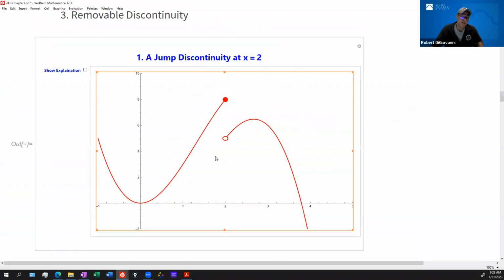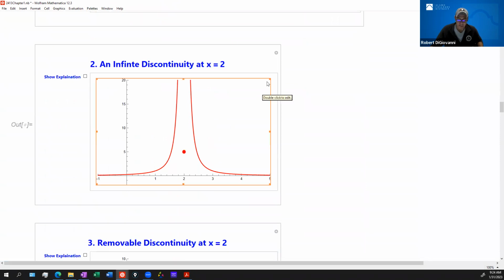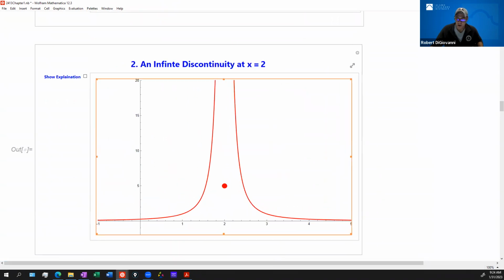All right, that was a jump discontinuity. The next discontinuity is this right here, an example. This is called an infinite discontinuity. And I want you to understand that this function here goes up. So it's almost like you have a vertical asymptote here. It just kind of blows up on both sides. So my question is, is this continuous at, let's say, 2 here?